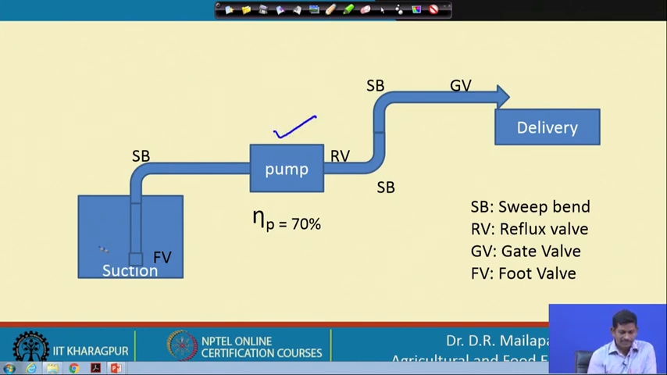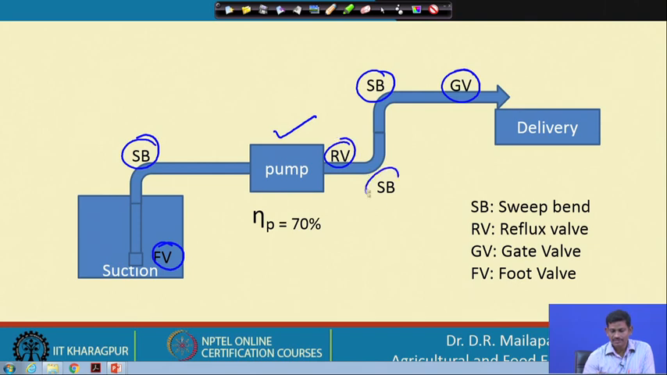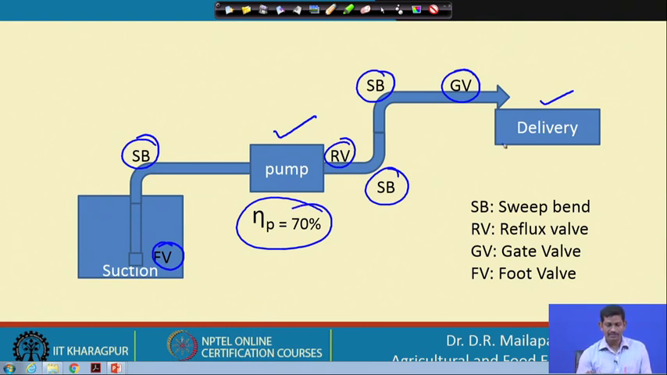So, this is the suction line, and at the end there is a foot valve. Here there is a sweep bend, a gate valve, a reflux valve, and another sweep bend here, and this is the delivery. The pump has 70% efficiency. This way, you can schematic the whole thing.